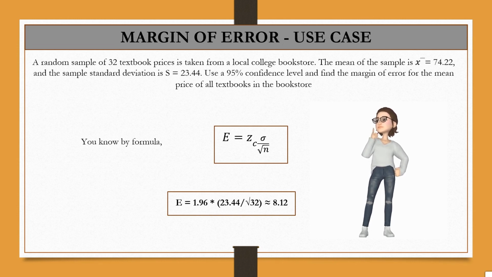So guys, we know the formula for the margin of error. You take the z-score from the table. After that, we have the standard deviation, which is 23.44, and n stands for the number of samples here. The number of samples is 32, generally 32 textbooks. So approximately your margin of error is going to be around 8.12, and this is a pretty simple question. I hope all of you understand this.